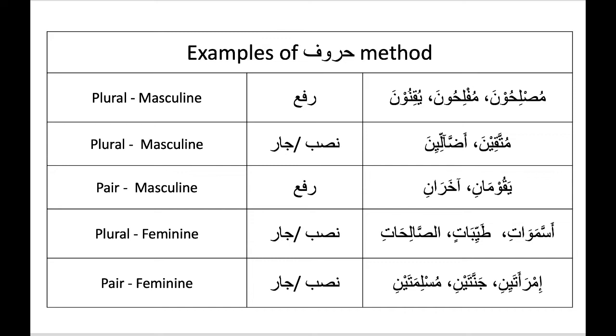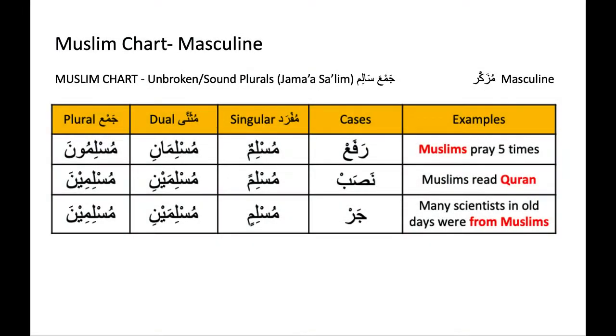Finally, imra'ataini, jannataini, muslimataini. They are dual feminine. Because of the ending with taini on all three isms, they belong to nasab or jar status. In order to understand the above methods, we will use the following charts. Muslim chart. This is one of the few things which we must memorize.